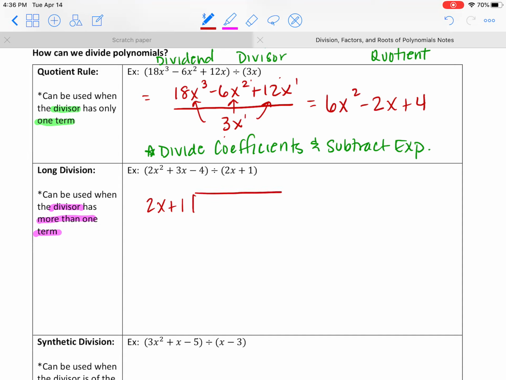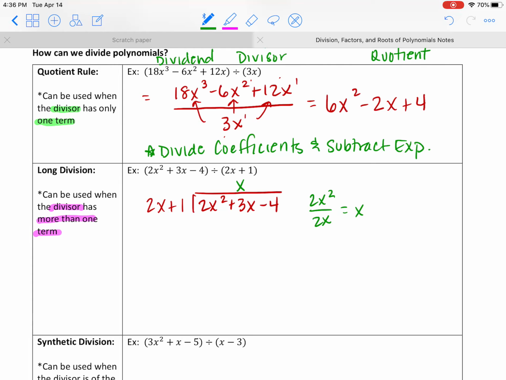Remember, our divisor, 2x plus 1, goes outside of the box. Dividend goes in the box, so 2x squared plus 3x minus 4. And when we start the division, we are looking at just the first term divided by the first term. So we're just going to be dividing the 2x squared by the 2x. And what is 2x squared divided by 2x? It is going to be 1x. So that's the first part of the quotient. The answer goes on top of the box.